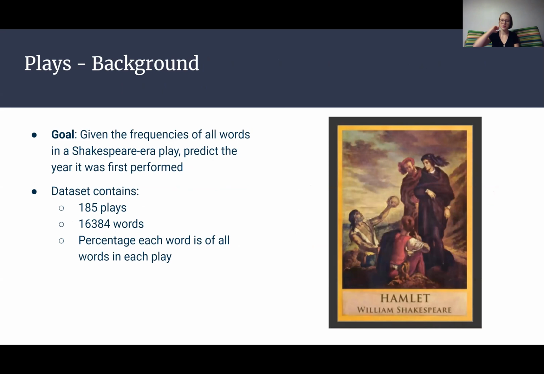So we'll move on to our plays dataset. The plays dataset contains 185 plays from the Shakespeare era and 16,384 words. It also gives us the percentage each word is of all words in the plays, so basically the frequency that each word appears for each play. The goal here is to take which words most commonly appear in each play and determine what year that play was first performed.